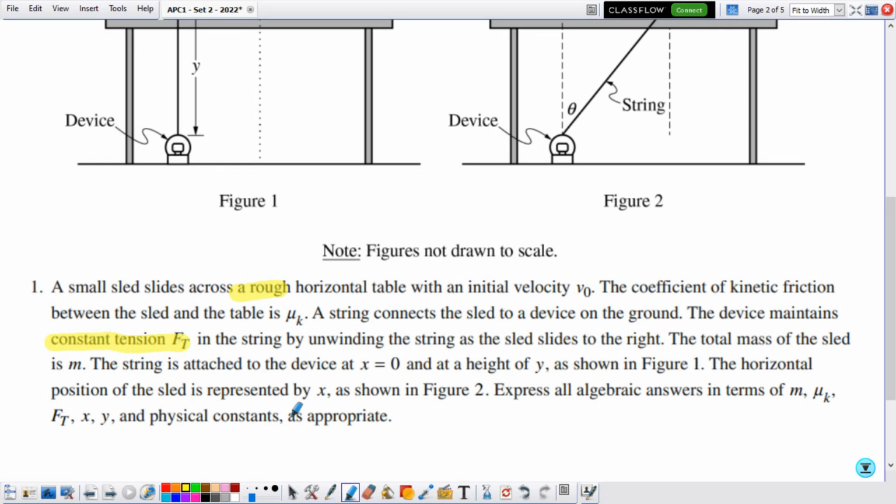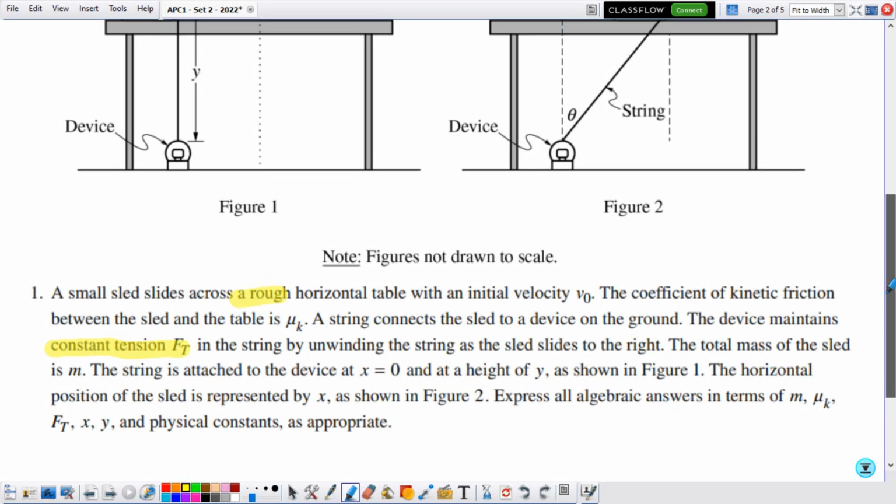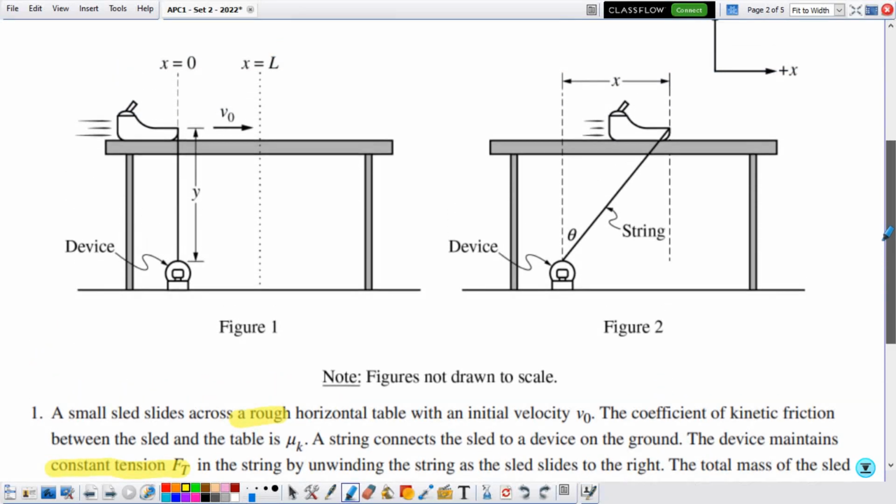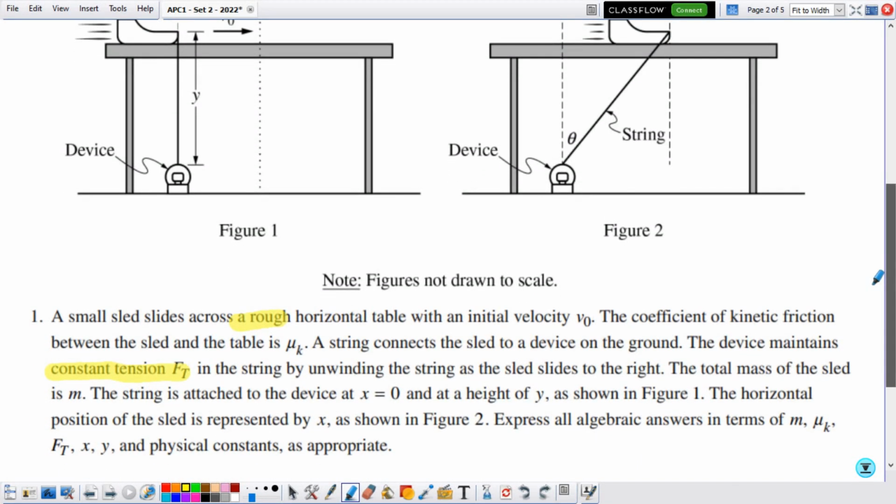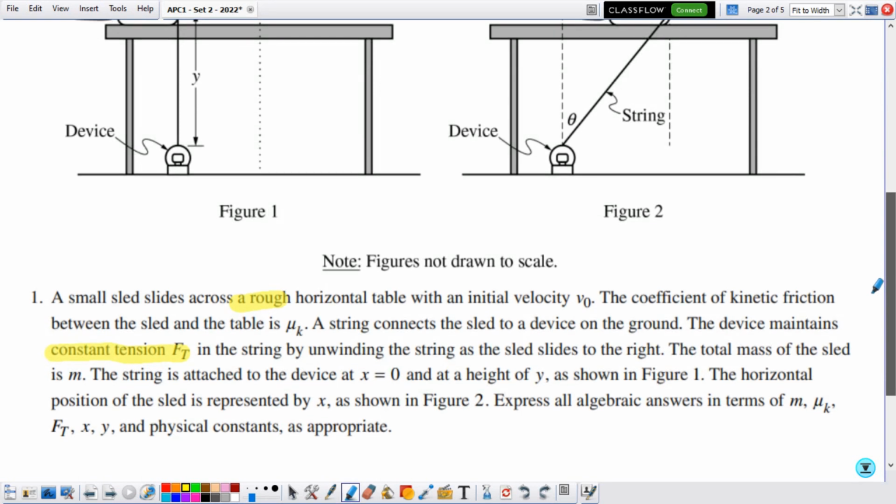This is important. In the string, by unwinding the string as the sled slides to the right, the total mass of the sled is m. The string is attached to the device at x is 0 and at a height of y. As shown in figure 1, the horizontal position of the sled is represented by x as shown in the figure 2. Express all algebraic answers in terms of m, mu, k, ft, x, and y, and physical constants as appropriate.